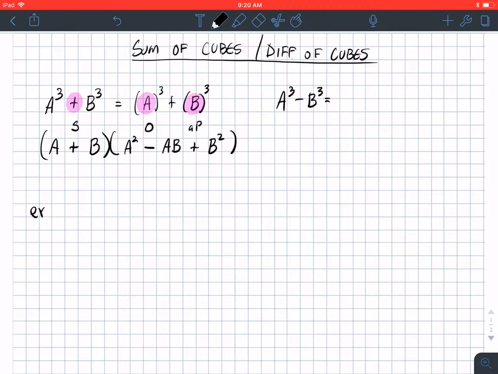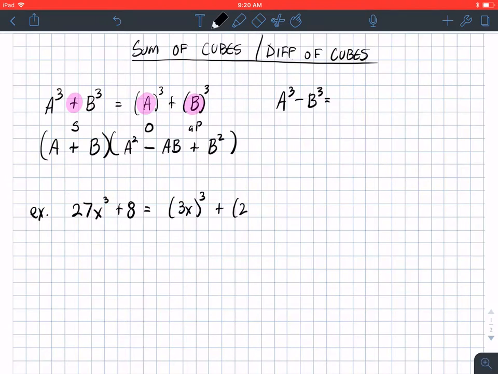Let's try an example. So if we're trying to factor 27x cubed plus 8, it's often helpful to write this as something cubed. So 27x cubed is the same as 3x as the quantity cubed. 8 is the same as 2 cubed. So now what we're going to do is we're going to take one from each and add them.